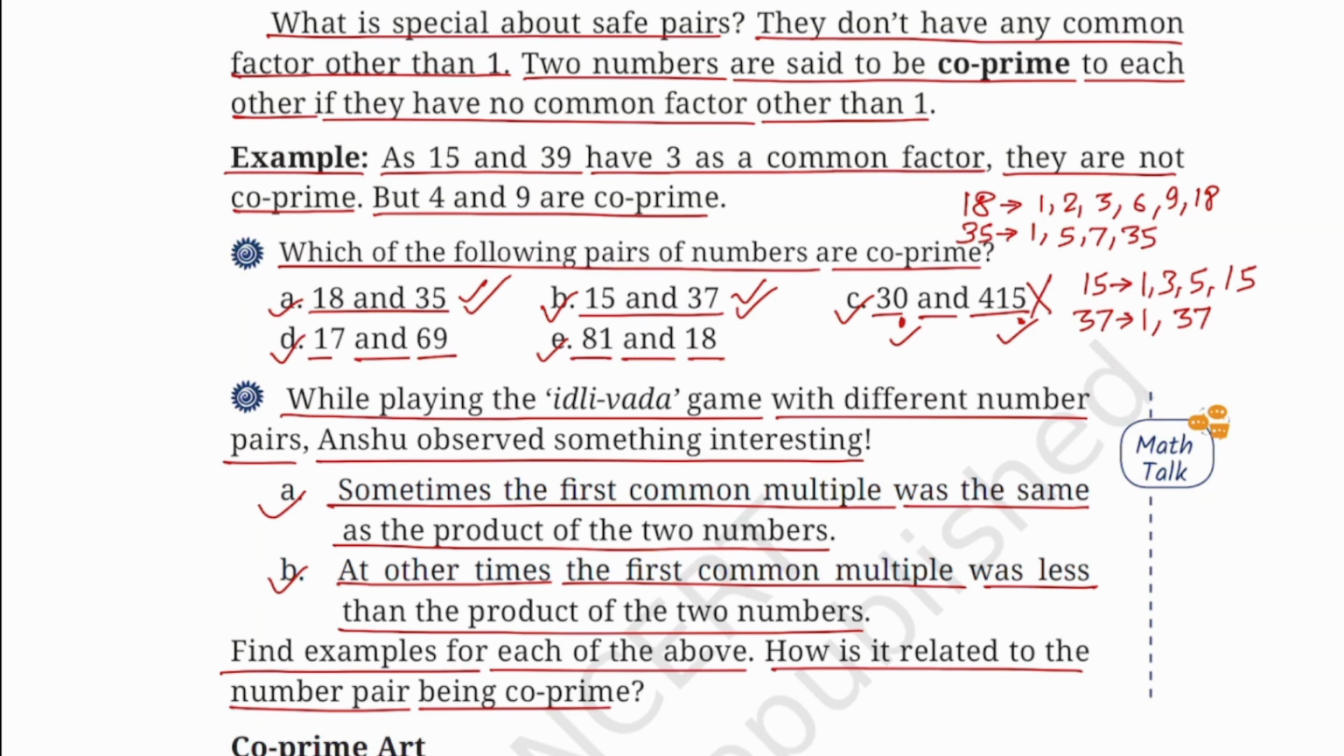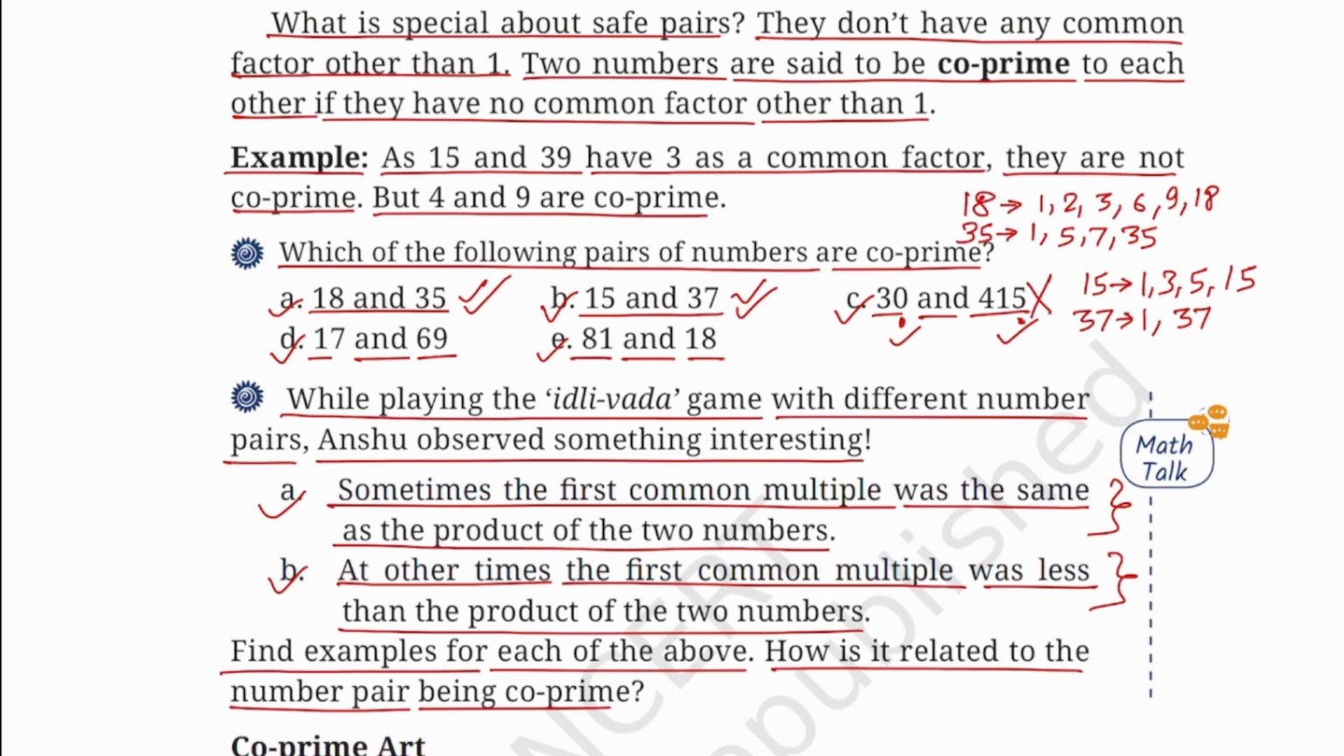If the pair of numbers taken for the Idli Vada game are coprimes, then the product of the numbers will be the first number at which Idli Vada will be sold. Otherwise, if they have a common factor other than 1, a number that is less than their product will be the first one where Idli Vada will be sold.